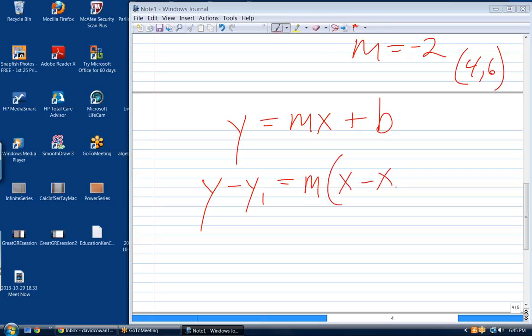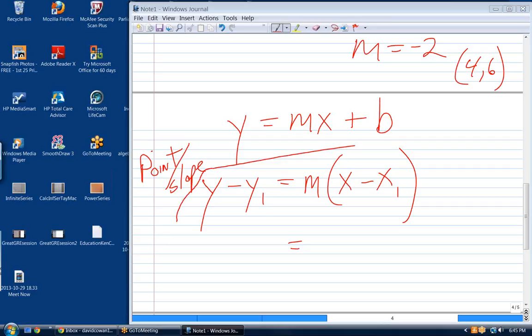But notice where this comes from. This is point-slope format. There's a reason it's called point slope. It's because if you have just a point and a slope, you can plug it directly into this and don't have to worry about this b.